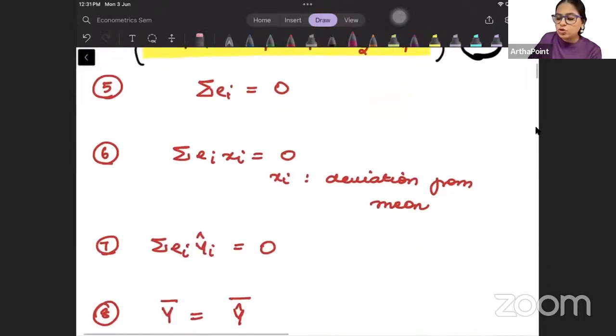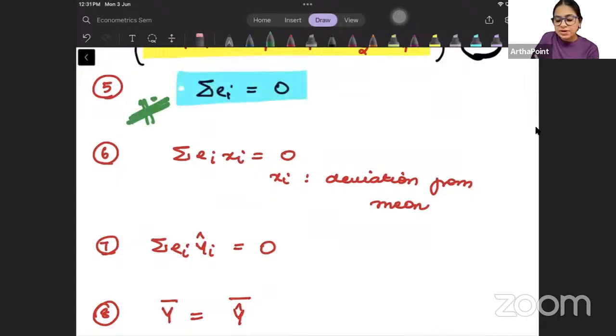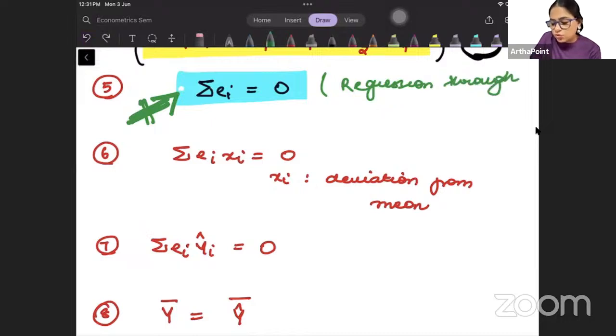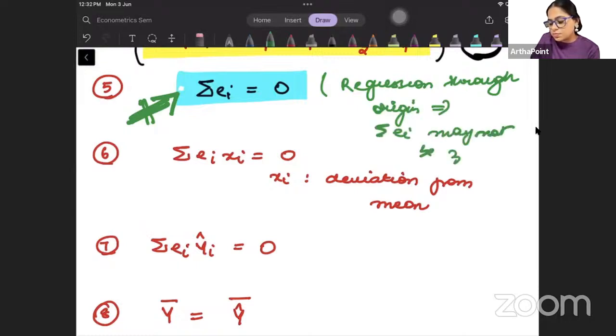Okay. Formula number 5: the sum of the error terms is 0. Again, this can be asked as a true-false statement, where the sum of error terms is not 0. If you do a regression through origin model, then in that case the sum of the error terms may not be 0. Just remember this thing. Again, these statements are very common statements asked in true-false.